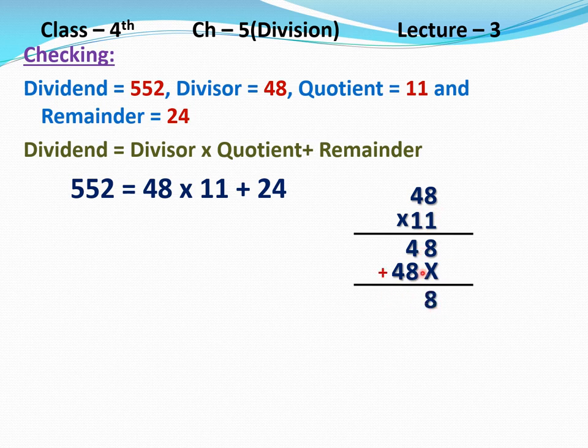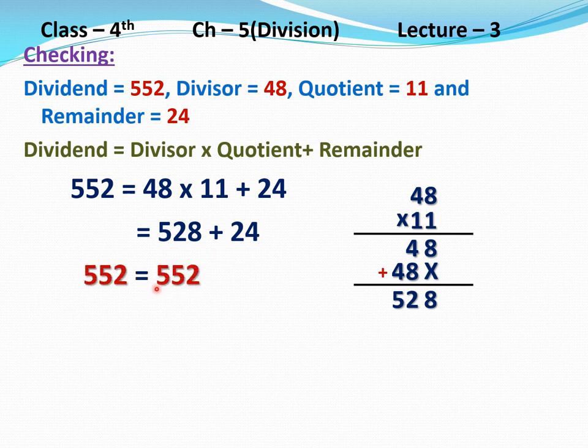Write 8 as it is. 4 plus 8 is 12. Write 2 here and 1 carry. 1 plus 4 is 5. Write 5 here. 48 multiplied by 11 equals 528. Write down equals 528 plus 24. Now add this: 528 plus 24 equals 552. It means LHS equals RHS. Hence the answer is verified. Clear?